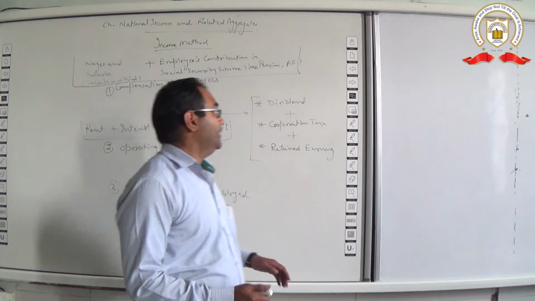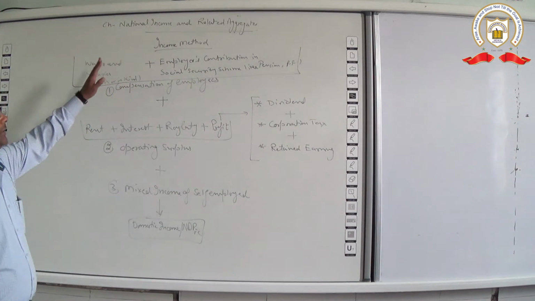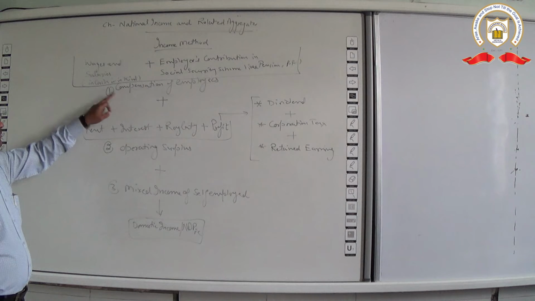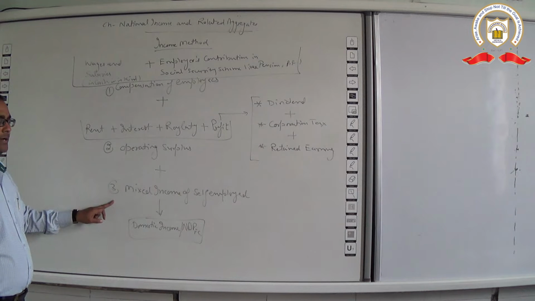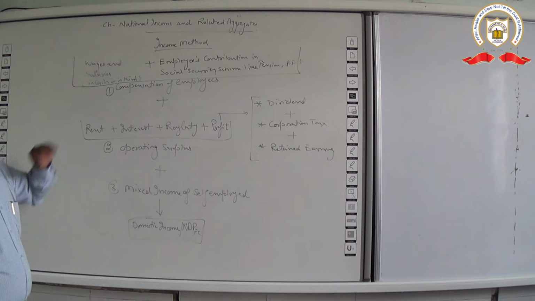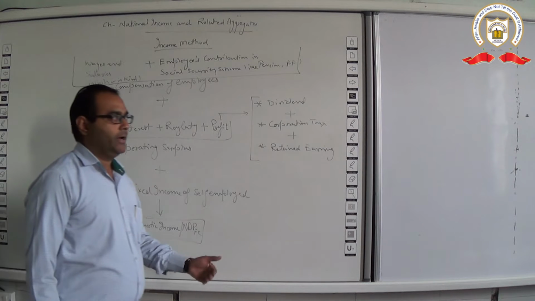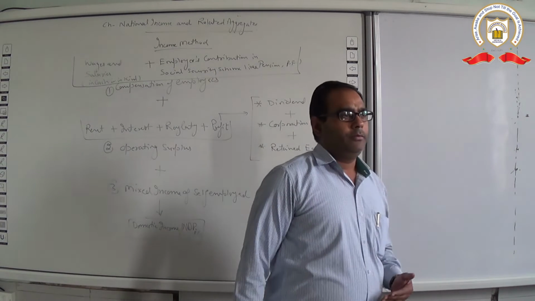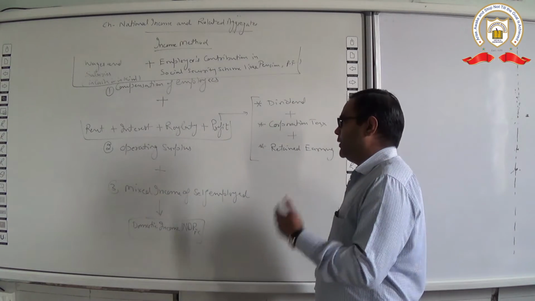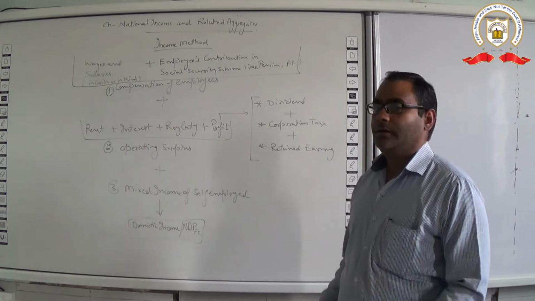Okay, students, we had discussed the income method used to measure the national income: compensation of employees, operating surplus, and mixed income of self-employed. These are the three components used to measure the national income by income method. Besides this, we have to concentrate on some precautions while using this method.